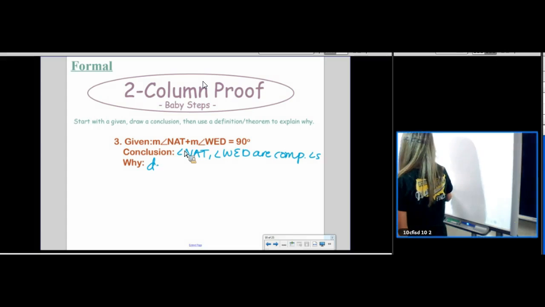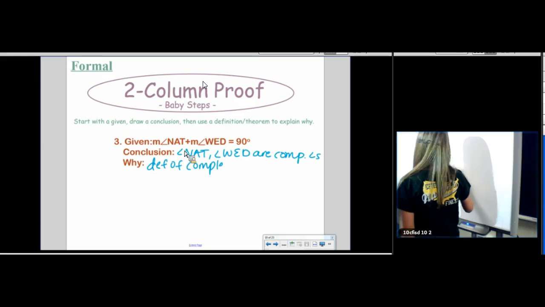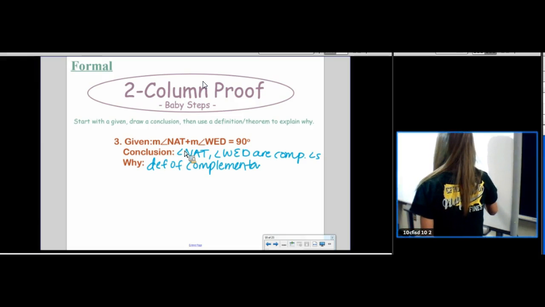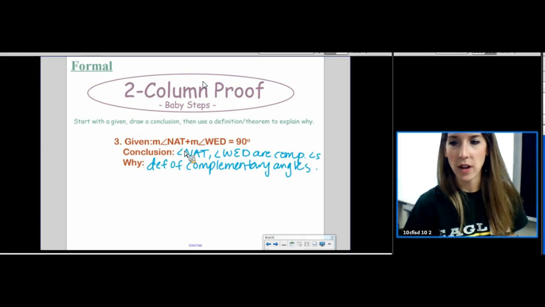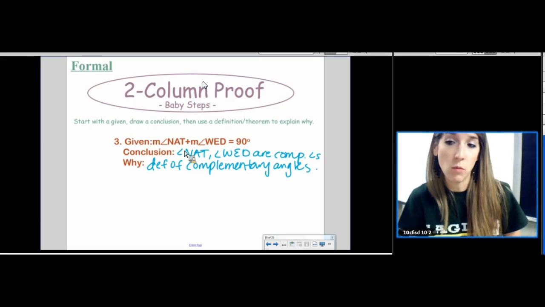This is definition of complementary angles. I'll write it out this time because I would expect you to write it out on a test. Definition of complementary angles. Okay, so that one was a definition, wasn't a theorem.